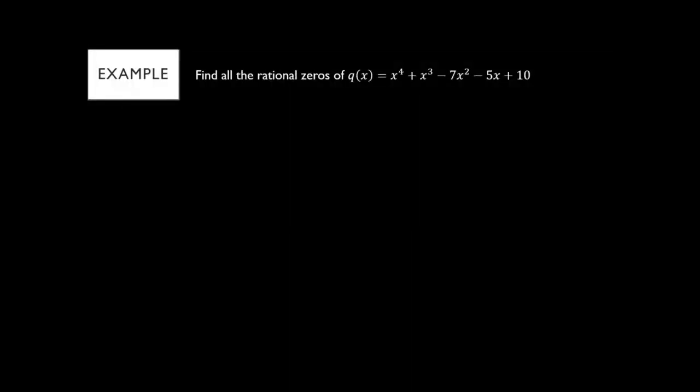So I'm going to demonstrate this whole process here. This says find all the rational zeros. It does not specify find the possible. So no, it doesn't say possible. So what this means is that first we need to find the possible zeros, and then we use synthetic division to see which ones are zeros. So we're going to do what we did with the rational zero theorem and then go a step further.